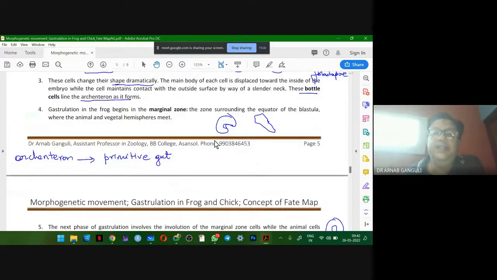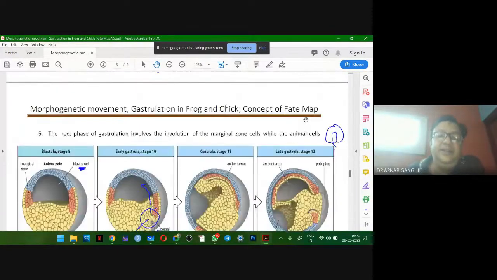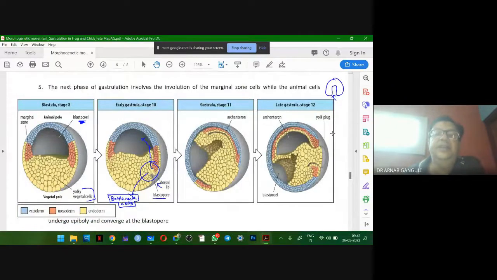In the marginal zone, the zone surrounding the equator of the blastula, and when I showed that red colored region, that is the marginal zone. It starts from there, gastrulation. So the next phase of gastrulation involves the involution of the marginal zone cells, while the animal cells undergo epiboly and converge at the blastopore.